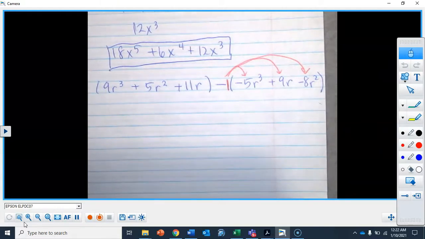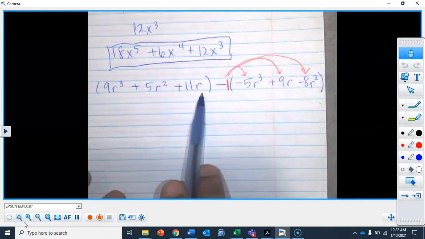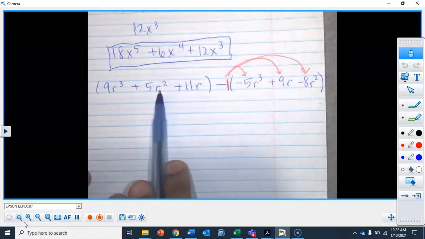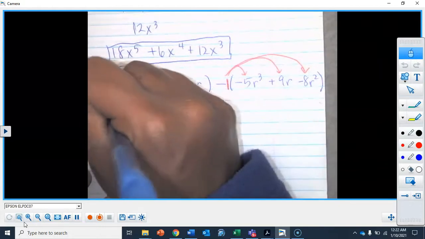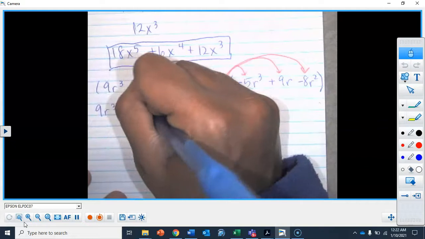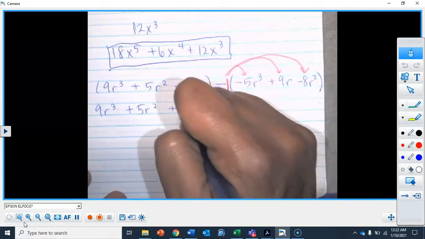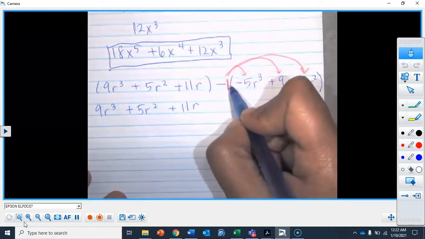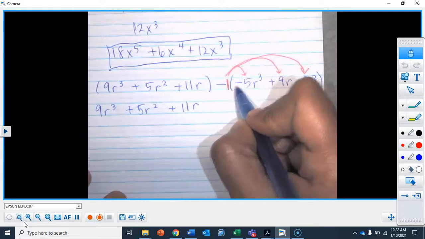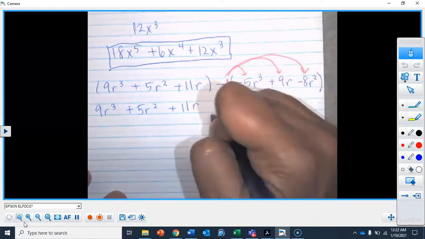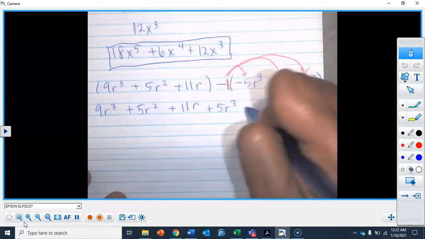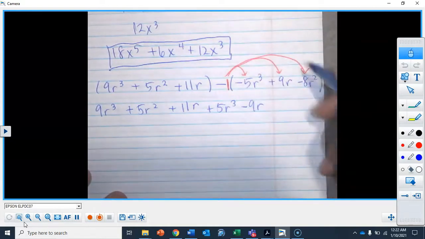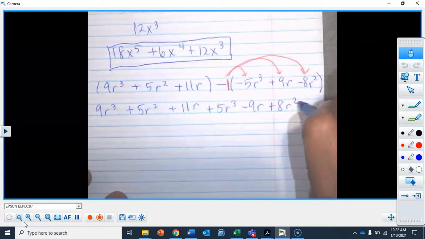So now we're going to drop these terms down. Don't do anything. They're not like terms, right? This is r to the third, r squared, and r. You cannot combine those. So we're just going to write them down just like they are. And then here I'm going to begin to multiply. So -1 times -5r cubed is plus 5r cubed. -1 times 9r is -9r. And this becomes a plus 8r squared.